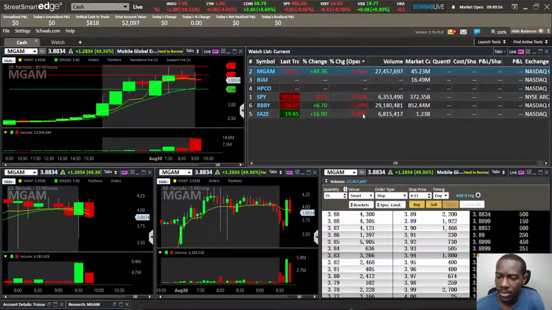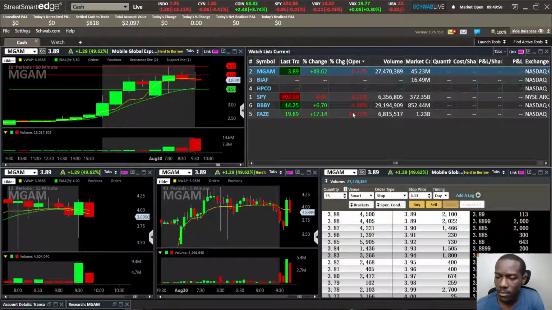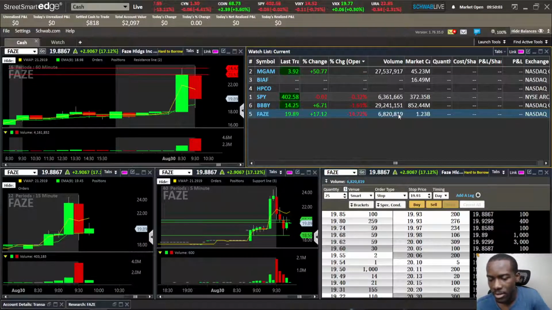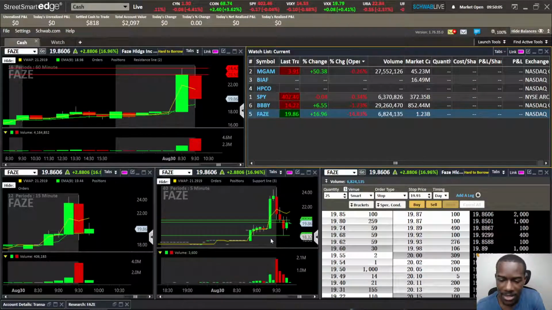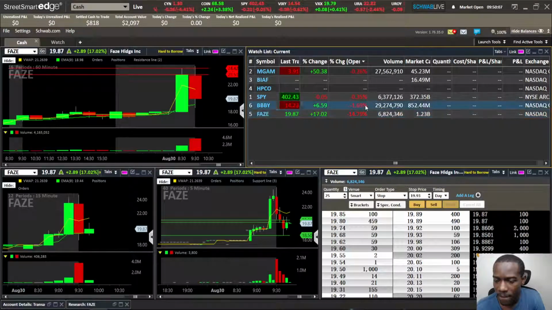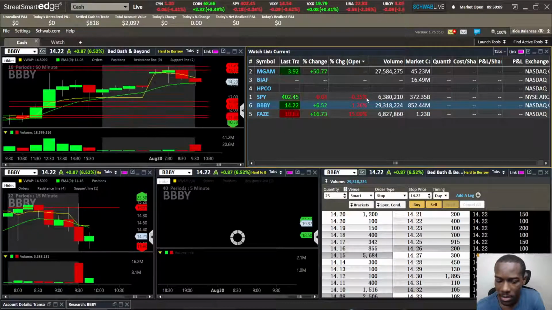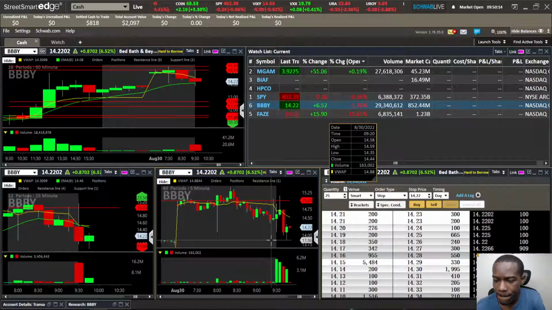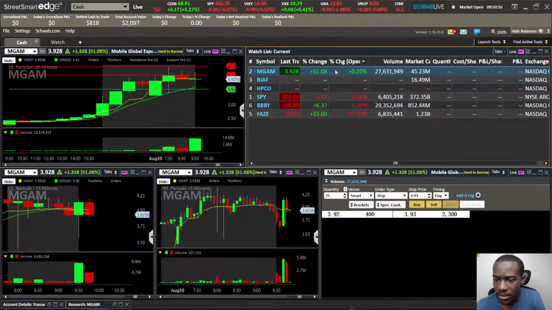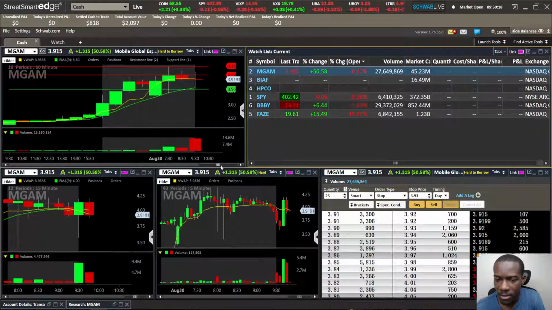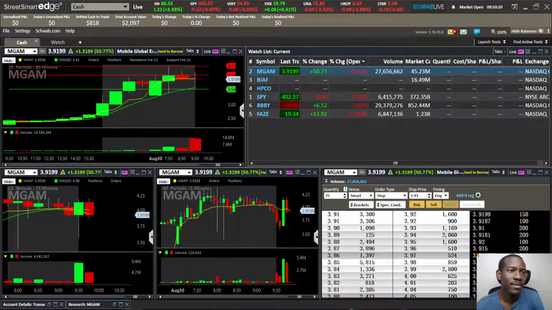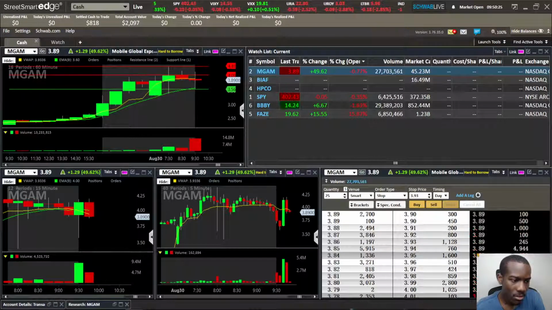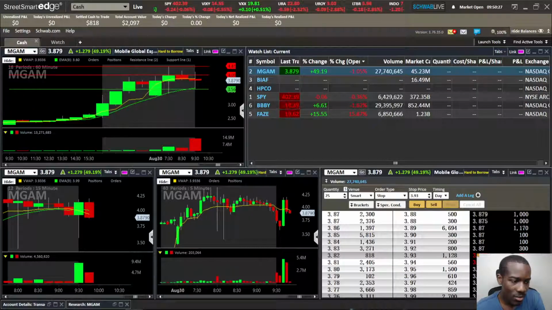MGAM coming on down though. And again, Phase never did reach the volume that I'm looking for. So by the time it ends up popping on my scans, I'm like, oh, nope. BBBY still down. MGAM struggling for green to red. Let me see what exactly a red day on MGAM will be. Actually, it's already going red.